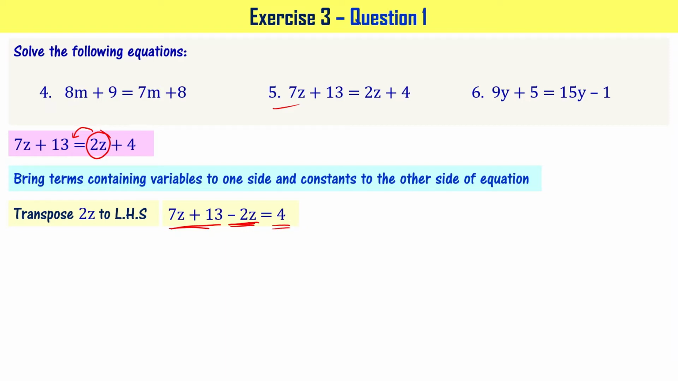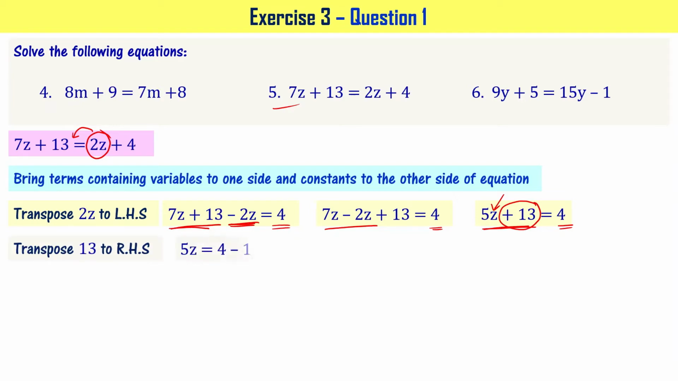Let's rearrange this equation such that I can write it as 7z minus 2z plus 13 equal to 4, right? 7z minus 2z is 5z. 5z plus 13 equal to 4, right? It is a linear equation in one variable with variable on one side, right? Now, to solve this, let's transpose this plus 13 to the other side.